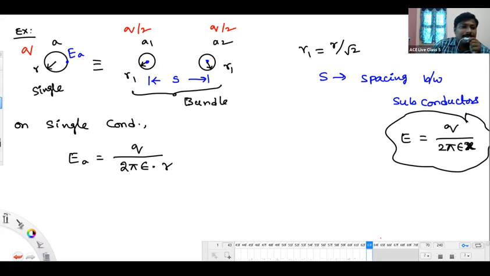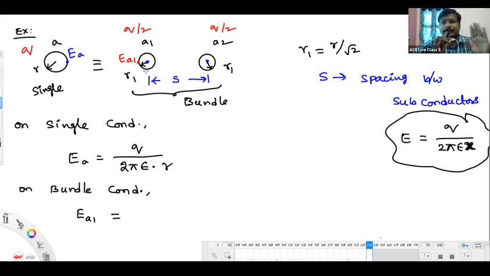Okay, listen please. I want to find the field intensity on this A1 conductor as EA1. So I'll write here, on the bundle conductor, EA1. Very simple. Here we have two conductors now. First, we should find it on A1, then we should look at the effect of A2 on A1 also. On A1 itself, the field intensity will be Q by 2 pi epsilon R1, since the charge on conductor A1 is Q by 2. So Q by 2 by 2 pi epsilon into R1.